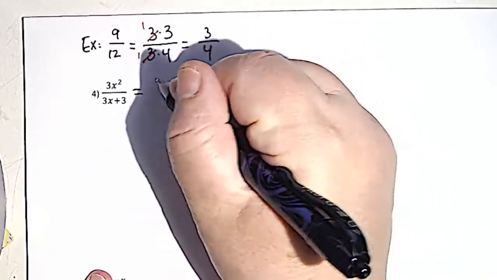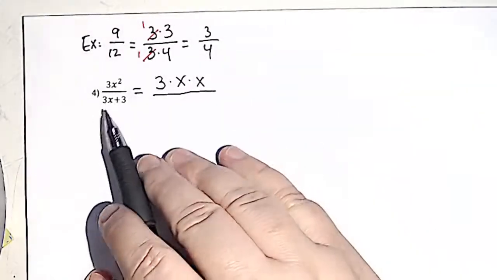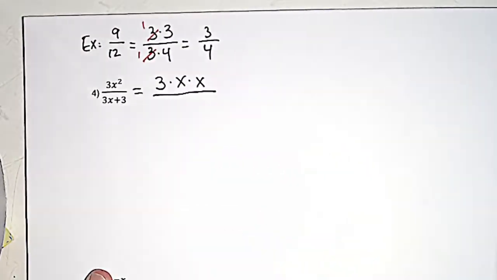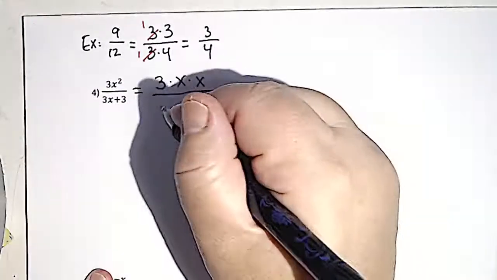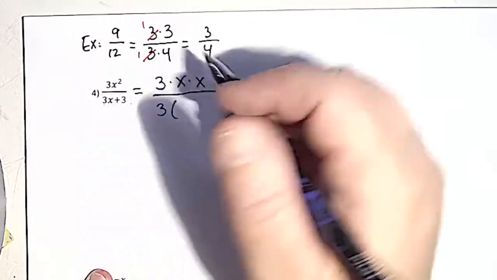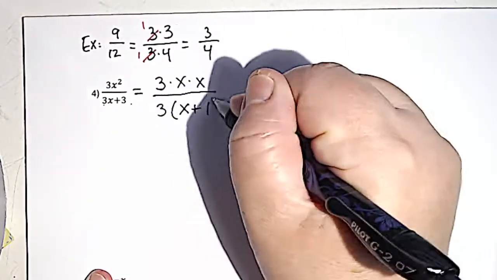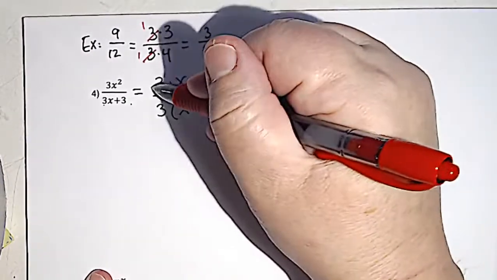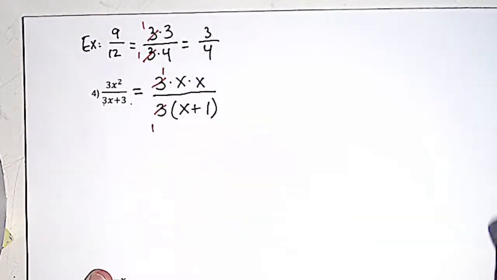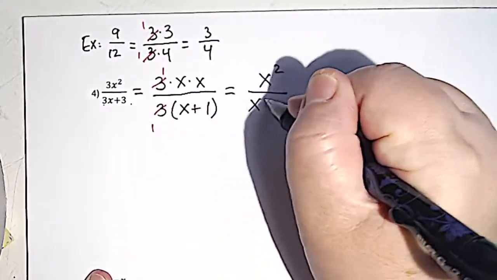So up top, I've got a 3 times an x times an x. Basically, it's already factored for me. Down in the denominator, I have a binomial. So I have to think, how would I factor this? And I see common factors, so that might be where I start. I'm going to factor out the 3. If I factor the 3 out of the 3x, I have x. If I factor the 3 out of the 3 here, I have +1. And then, just like above, I'm going to factor the 3's out. And then what do I have left? x squared over x plus 1.